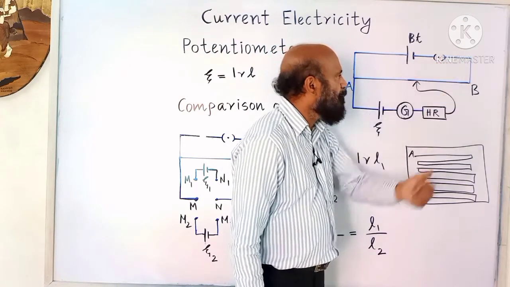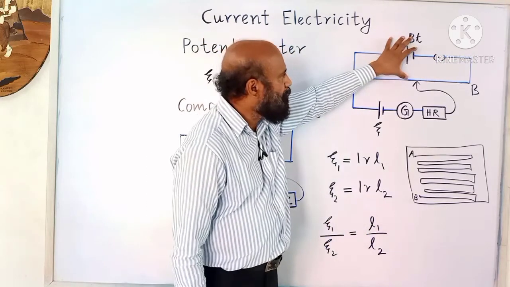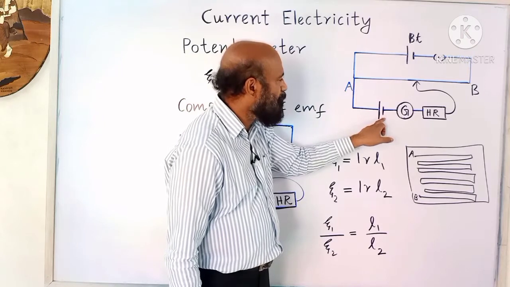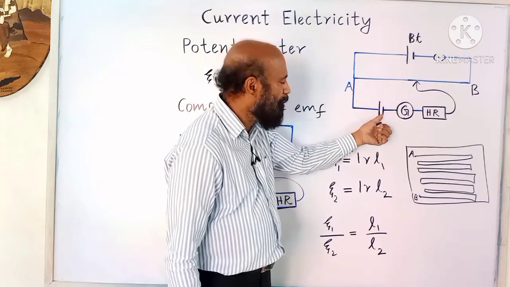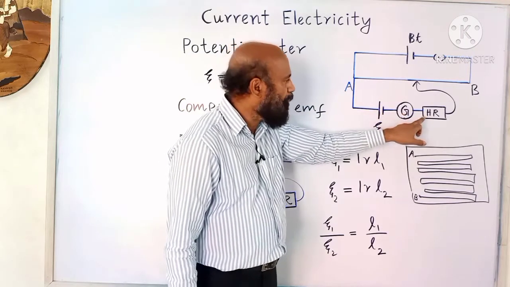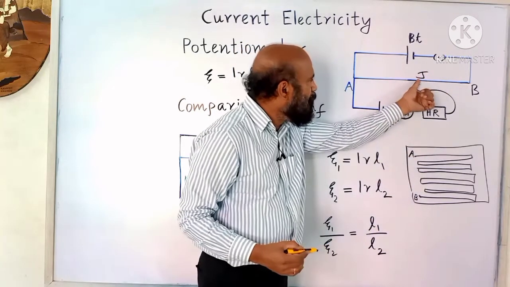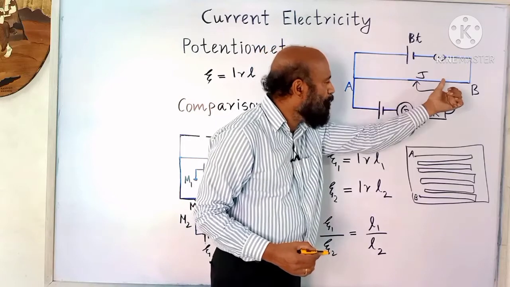and this is the key. So this is the primary circuit, and here you connect a primary cell, maybe a Daniel cell or a Leclanche cell, then a galvanometer, a high resistance, and then a jockey. With the jockey you can make contact at any point on this wire.